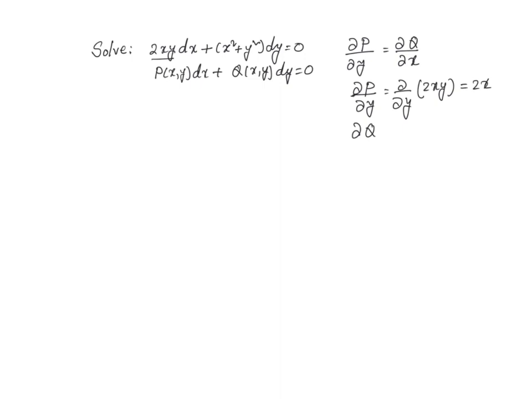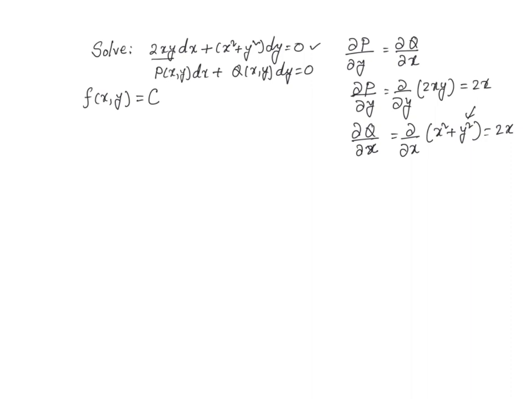Similarly, ∂Q/∂x is equal to ∂/∂x of x squared plus y squared. That is also equal to 2x because the derivative of y squared with respect to x is 0. So this is in essence an exact differential equation. If it is an exact differential equation, we know that there exists a function, which sometimes is called a potential function, that is equal to c, f(x, y).